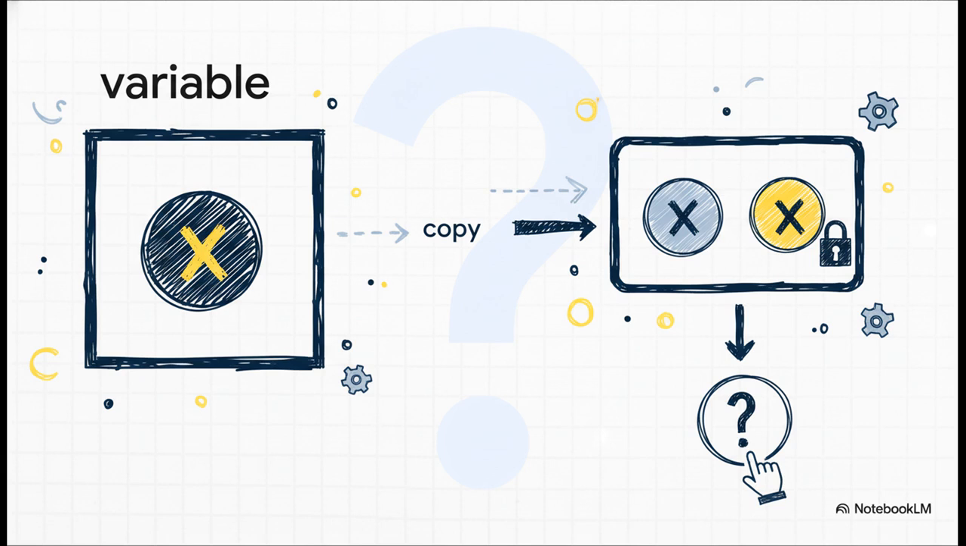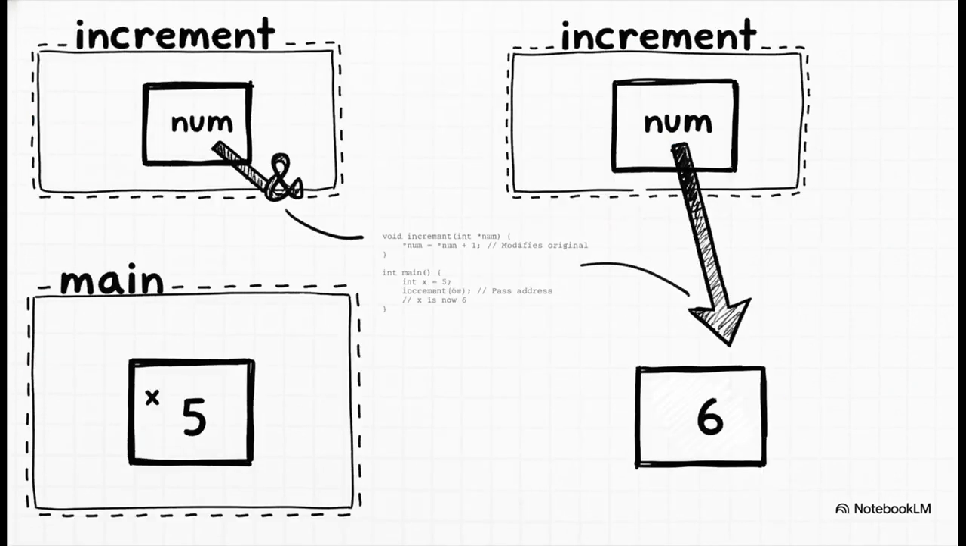So, how do we get around that? And the solution is just beautiful. Instead of passing the function a copy of the value, we pass it the address of the original variable. Look at the code. We don't call increment(x), we call increment(&x). We give the function the location of x. The function catches that address in its pointer called num. Then, inside the function, it uses *num to reach all the way back out into the main function and directly change the original value of x. It's a total game changer.